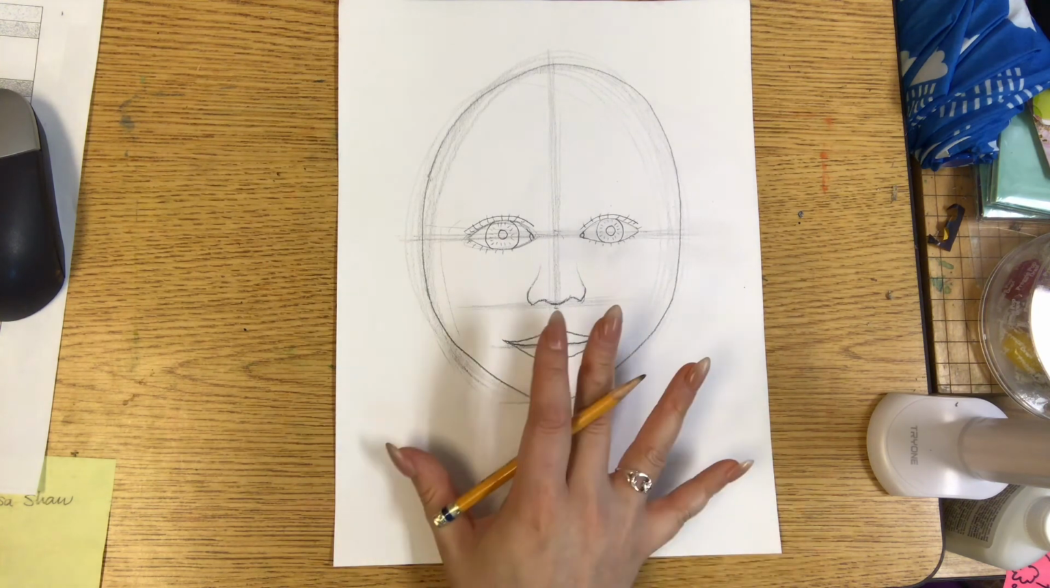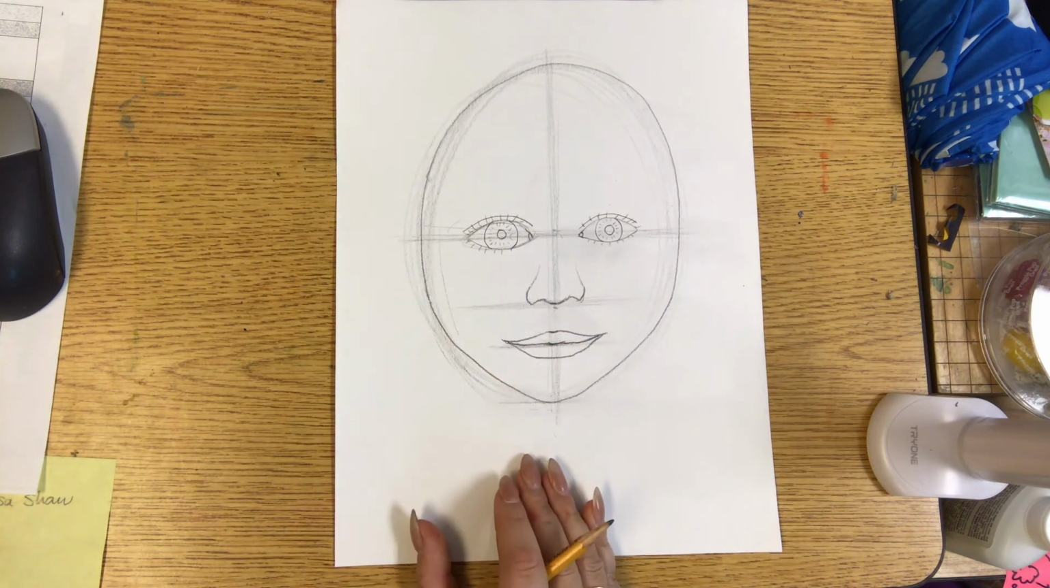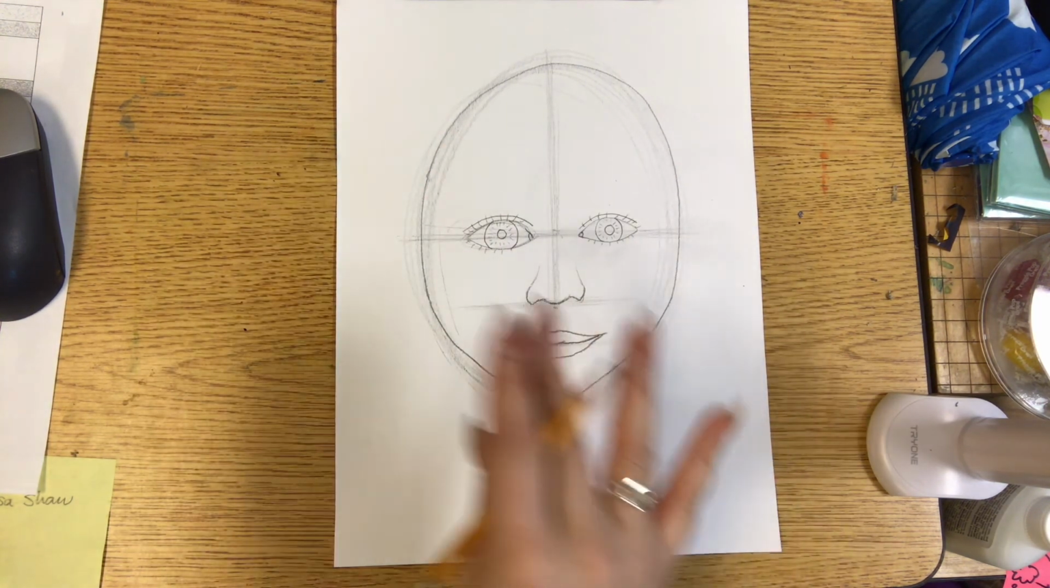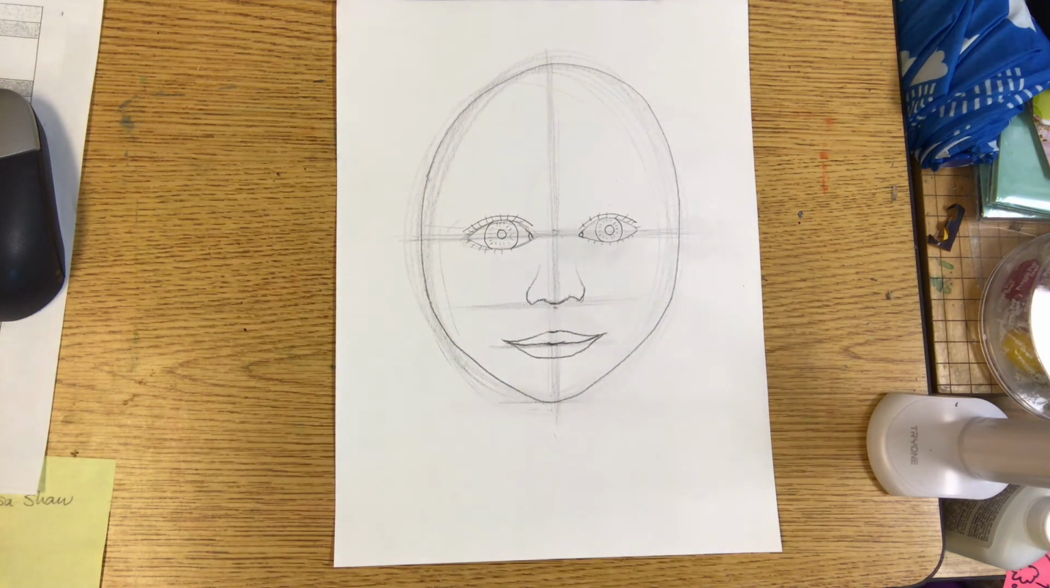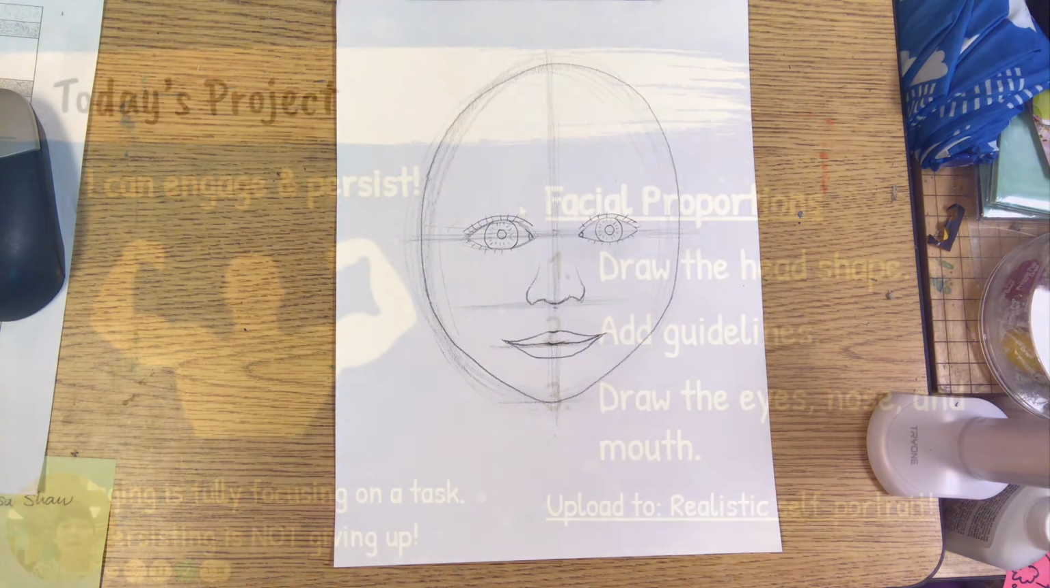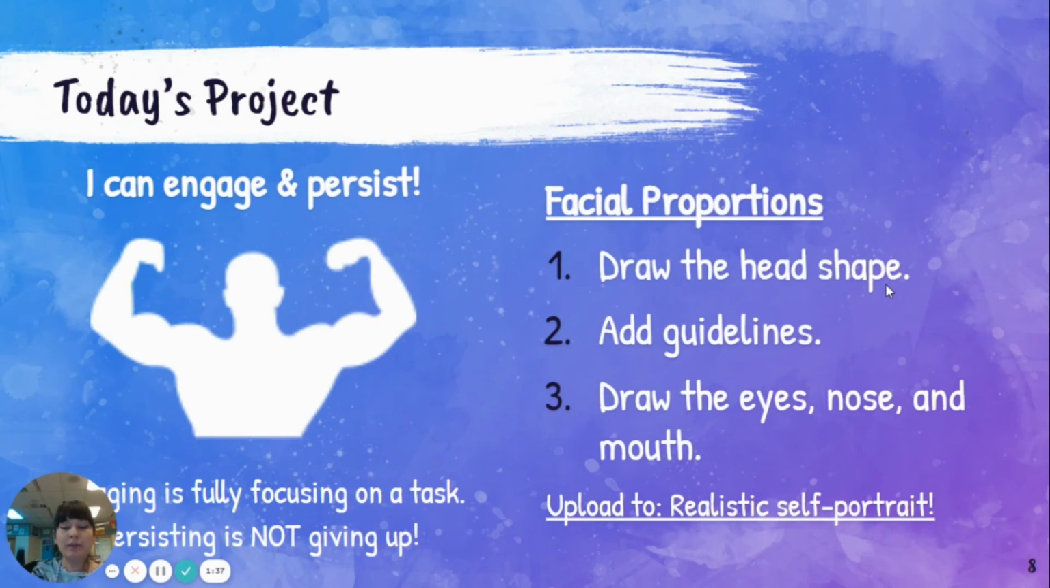So this is what I would like you to upload. Don't trace, don't color, just the head shape and the eyes, nose, mouth in the correct facial proportions. Again, first draw your head shape, then try adding the guidelines to give your self-portrait correct facial proportions, then try drawing the eyes, nose, and mouth using the method that I showed you in the video. When you're finished, please upload your in-process drawing to Realistic Self-Portrait on Artsonia or upload it to Canvas.